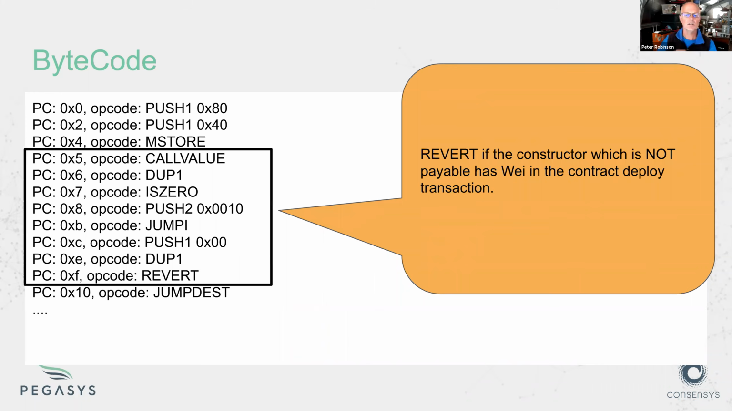So all of that code together is really saying, look, this constructor wasn't payable. If someone sent value to the constructor as part of the init function, as part of this contract deployment, then we should revert, because the contract is not supposed to have ether sent with the contract deployment.